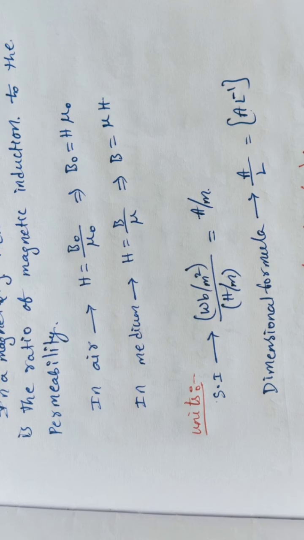Finally, on simplification, the intensity of magnetizing field or magnetizing force has the unit ampere per meter. In the SI system, ampere per meter is the SI unit for capital H. So the dimensional formula is A by L, or A into L power minus 1, A L inverse. This is the dimensional formula for capital H. Okay, students.